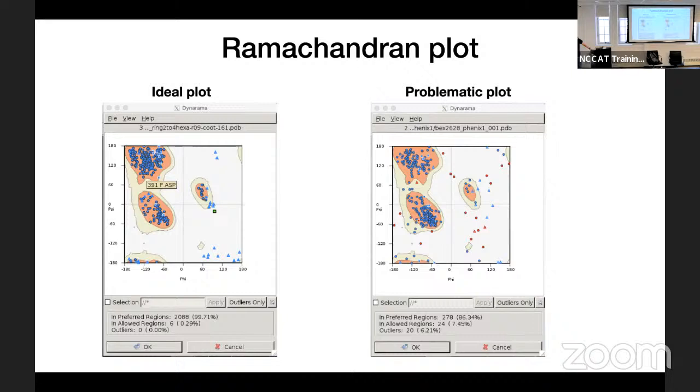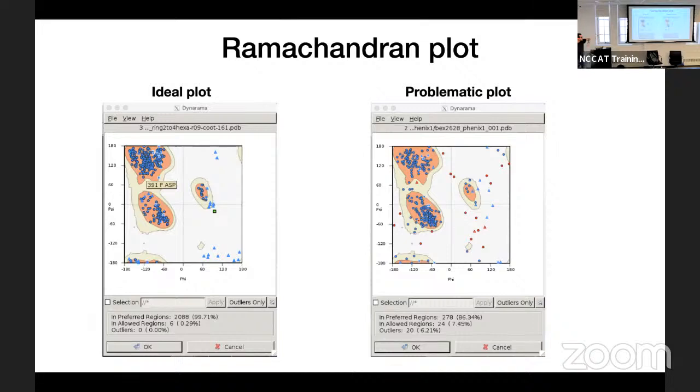I think MolProbity has a target of something like greater than 98% of your residues in the preferred regions of the Ramachandran plot and very close to zero in the disallowed regions. So on the left is an example of a nice Ramachandran plot.